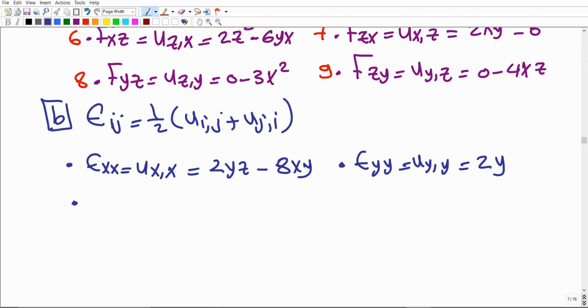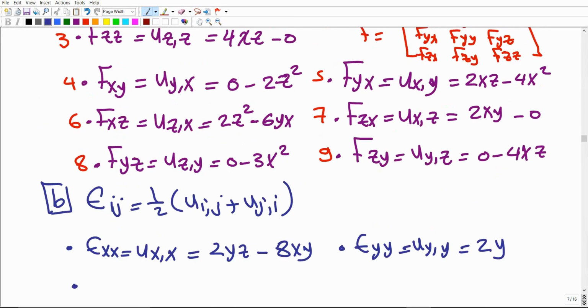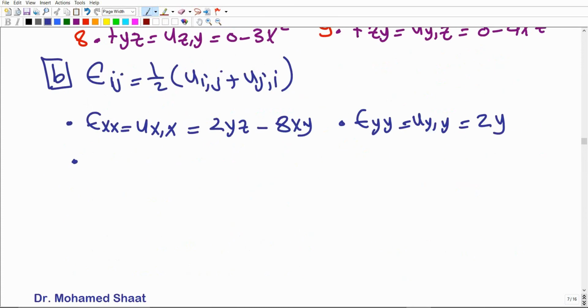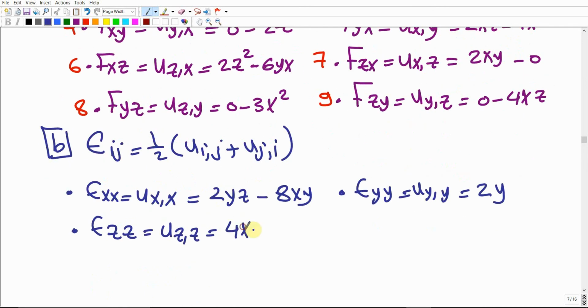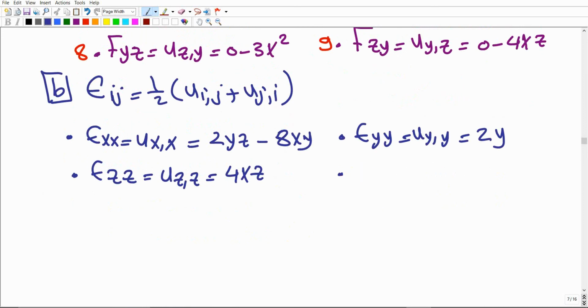If we sum the strain plus the rotation, this should give us the deformation tensor, and definitely this indicates that the diagonal components of the strain, which are epsilon xx, epsilon yy, epsilon zz, are going to be typically the same as Fxx, Fyy, and Fzz, and this is what we're already getting, right? So epsilon zz will be u_z comma z, which is going to be this component, 4xz. The same thing, but how about the epsilon xy? The off-diagonal components are going to be different from the off-diagonal components of the deformation tensor.